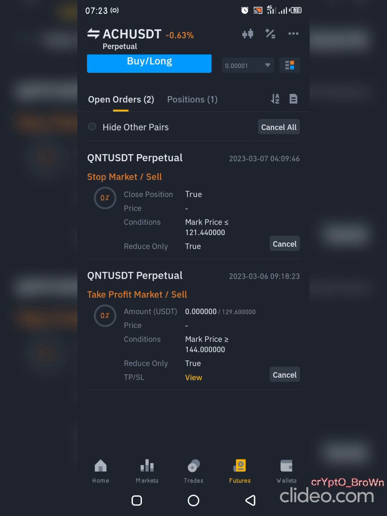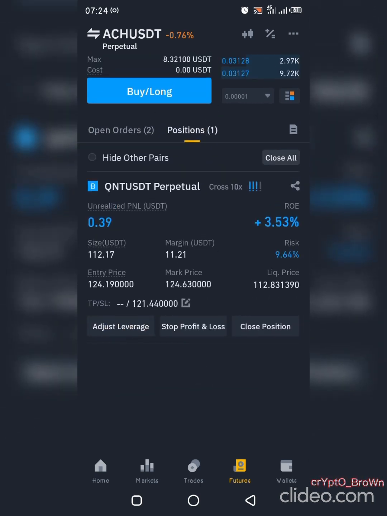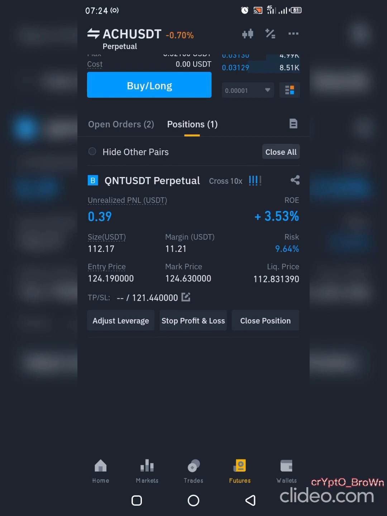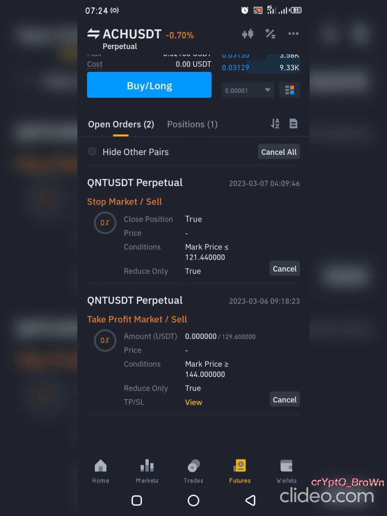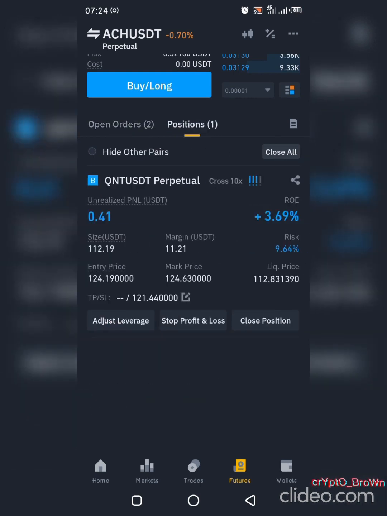And what you're seeing over here, you can see take profit market or sell, which means that is where I want to take profit, or that is where I want my order to be filled when I am in the position. Also, you can change the take profit and stop loss over here. You can see that I have a stop loss of I think 121. It is displayed over here. If you want to change it, you can just click on this bar. That's when you have a position.